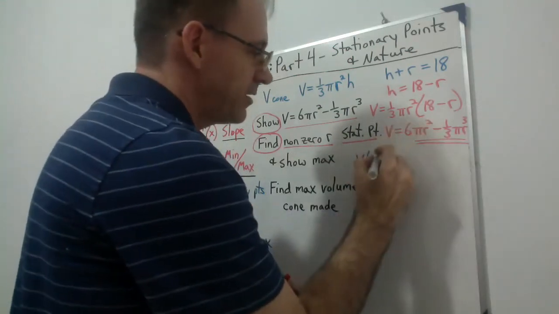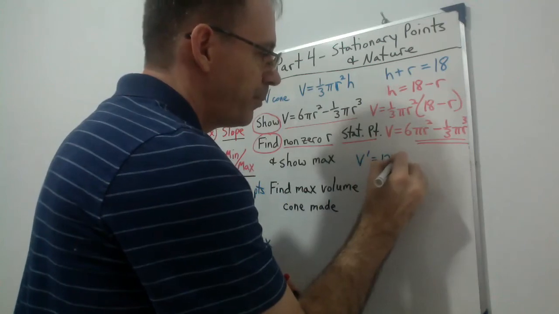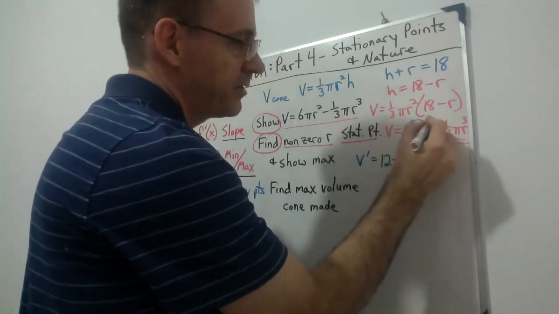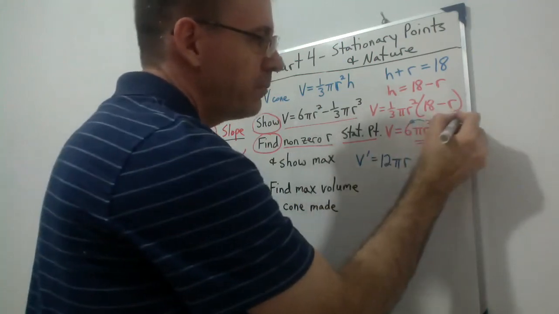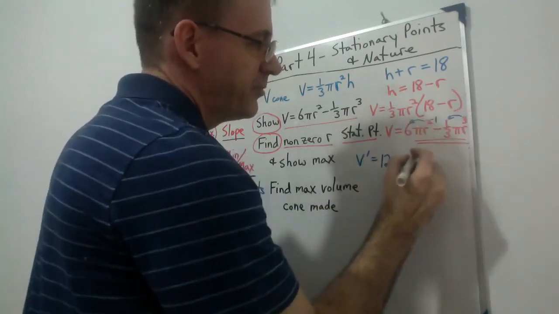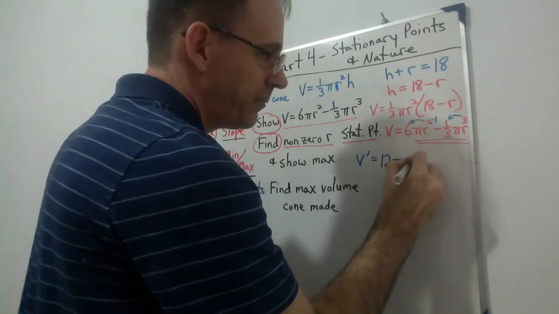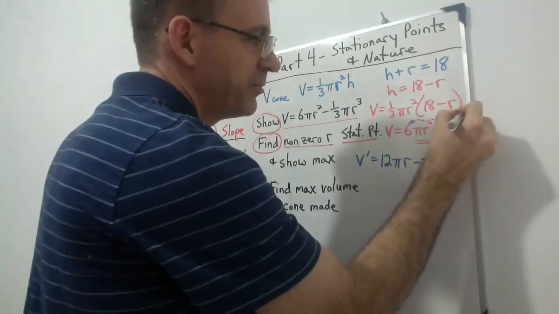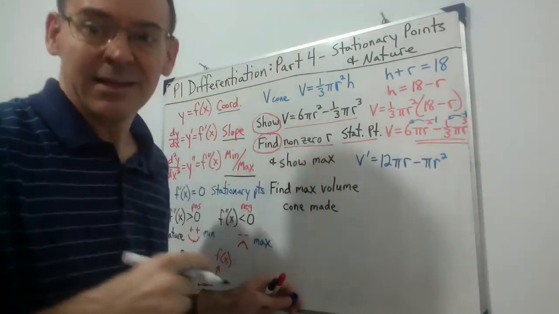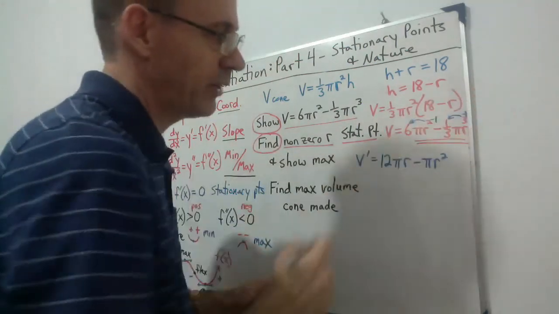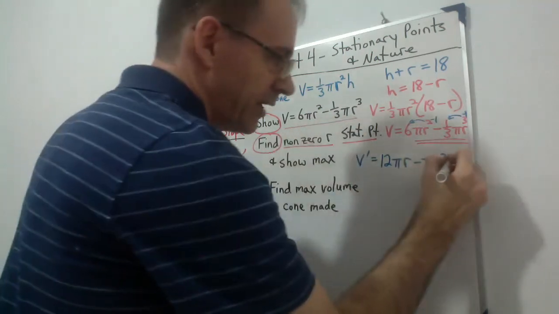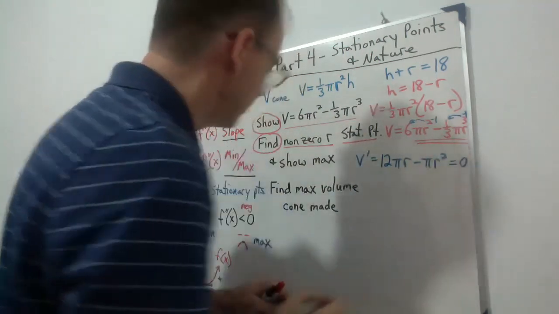So multiply to the front, we get 12 pi r. Then multiply to the front, subtract 1. Here we multiply to the front, subtract 1. So the 3's cancel, minus pi r squared, because you subtract 1 from the exponent. So 3 minus 1 is 2. Okay, and to find the stationary point, we set this equal to 0.